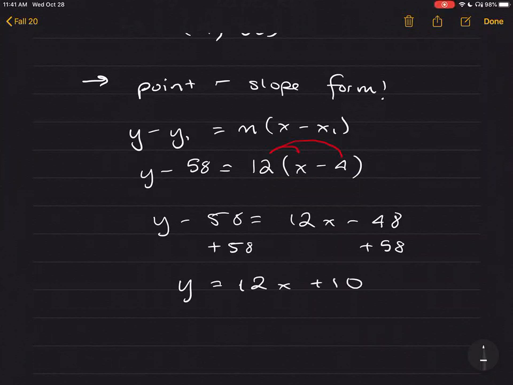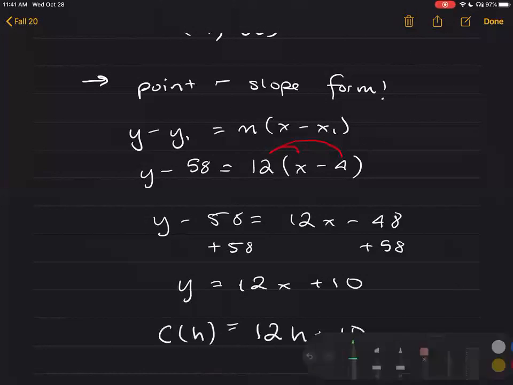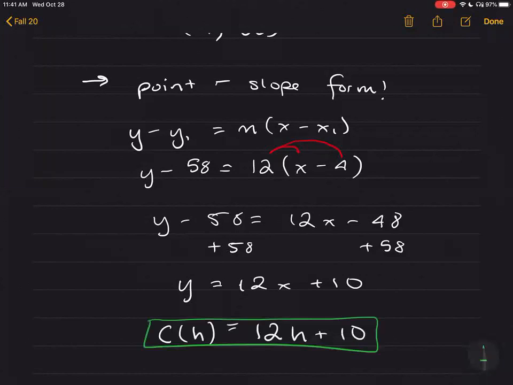And so here's our slope intercept form of the line. And so now we can just quickly replace y with c of h, and then our x variable becomes our h variable, like that. So this is our linear equation.